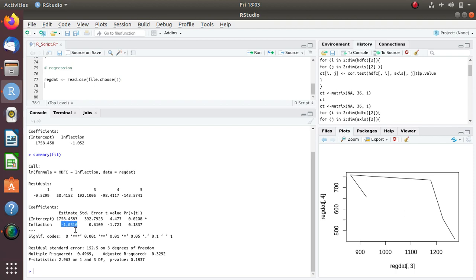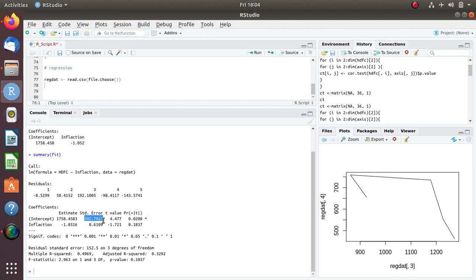Now slope is very important because it talks about the direction. It is negative, which means that it is downward. Every increase in inflation brings the HDFC value down, decreases the HDFC value, something like that, an inverse relationship.